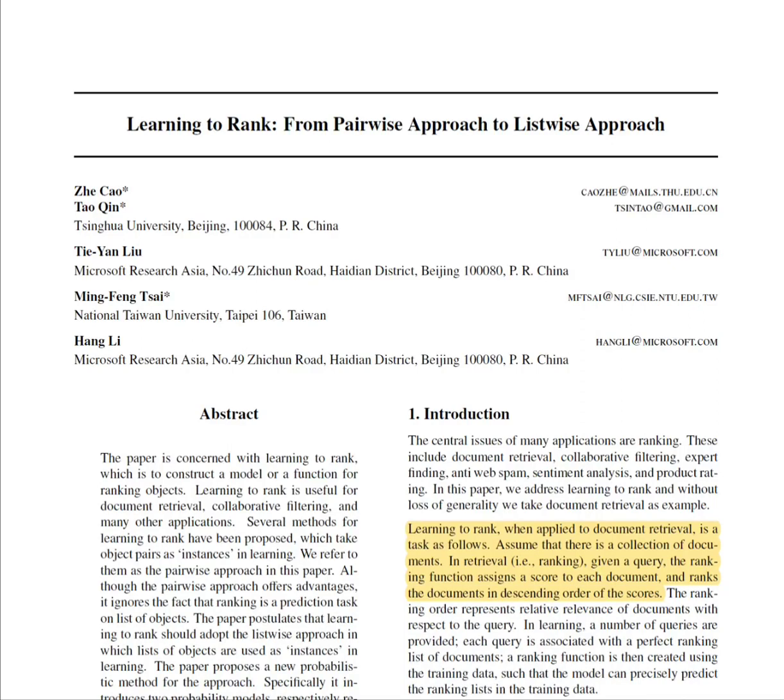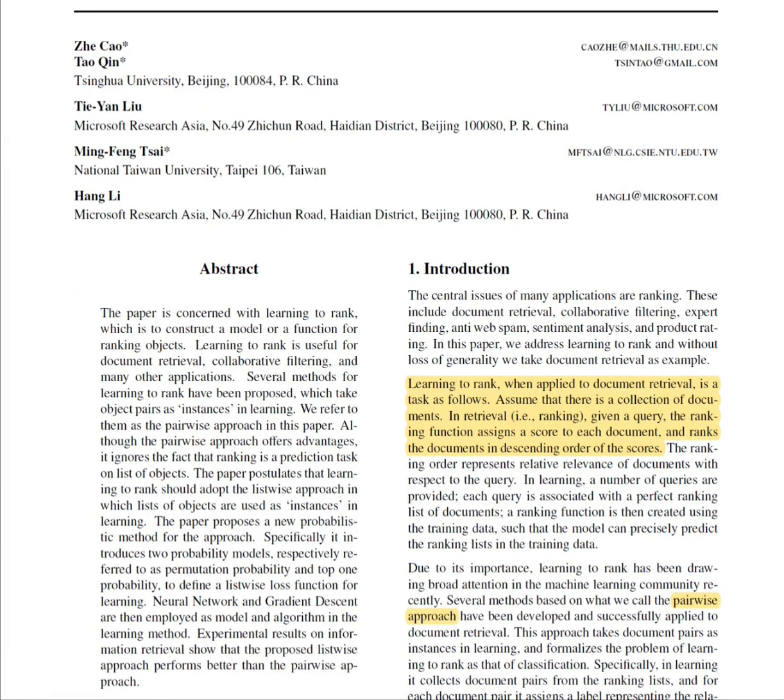Hi, in this video I'll talk about this paper called Learning to Rank from Pairwise Approach to Listwise Approach. First we need to understand what learning to rank is. Learning to rank is a major development in document retrieval research. It talks about assigning a relevance score for a given set of n documents when it's applied to a ranking function given a query, and it ranks the documents in decreasing order of their relevance score.